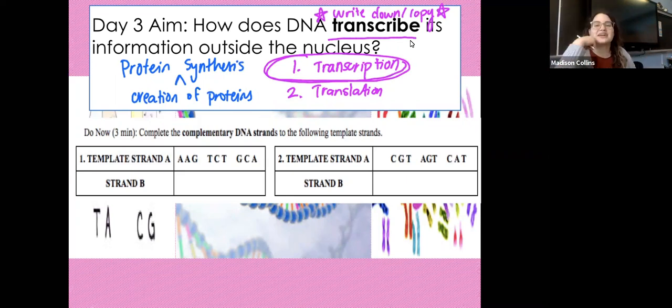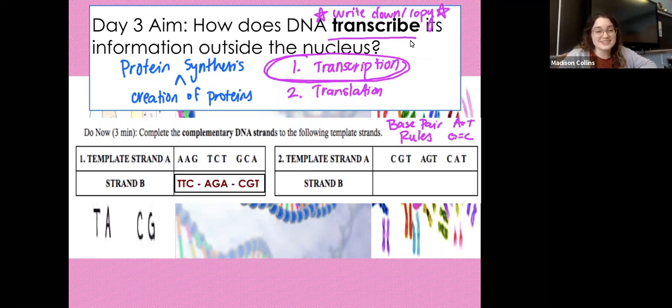Before we get into that, let's go ahead and pause this video. I want you to complete the complementary DNA strands to the following template strands. So remember your base pair rules. Go ahead and pause this video, answer questions 1 and 2, and press play when you're ready to go over it. All right. If you followed those base pair rules, remember A pairs up with T and G pairs up with C. You should have gotten the following strand: TTC, AGA, CGT. Same thing for strand number 2. You should have gotten GCA, TCA, GTA.